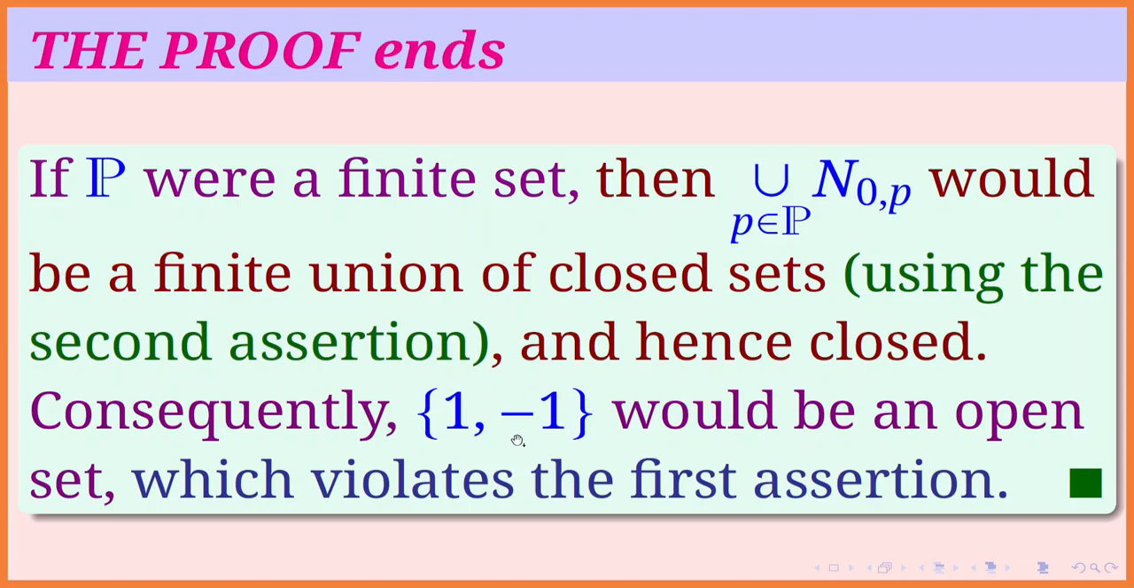All right. So consequently, this would become an open set. But again, this is a contradiction, because according to the first assertion, every open set is infinite, but this is a finite open set. So this contradiction shows that our set of primes cannot be a finite set. Okay. So that completes the proof.